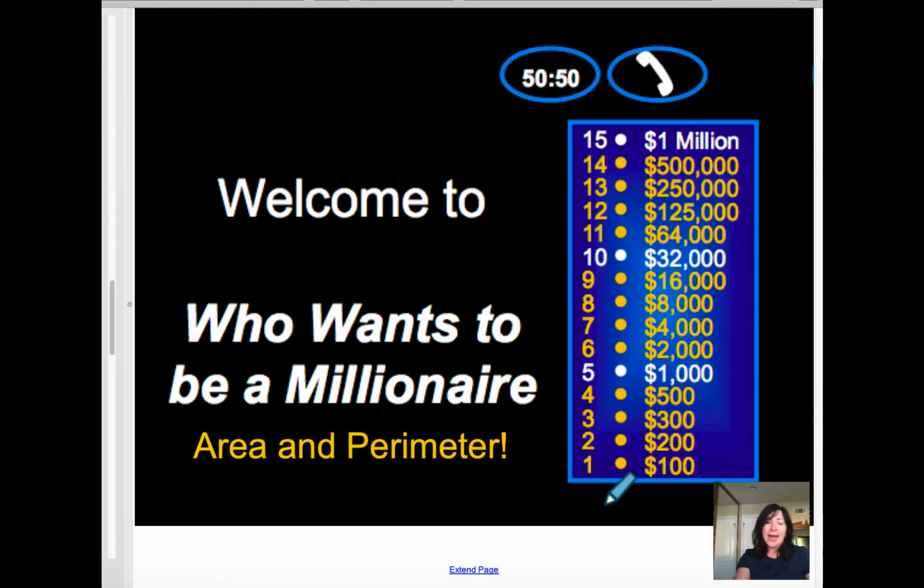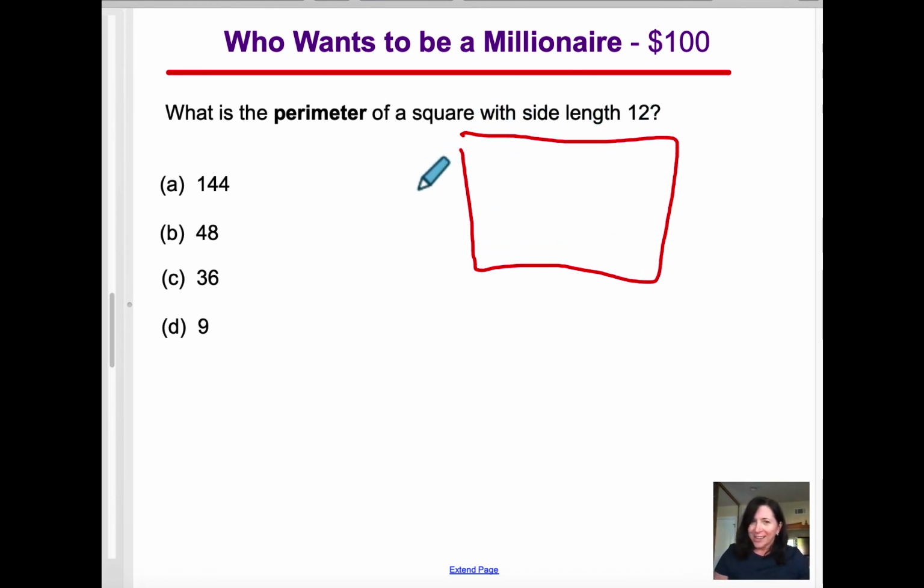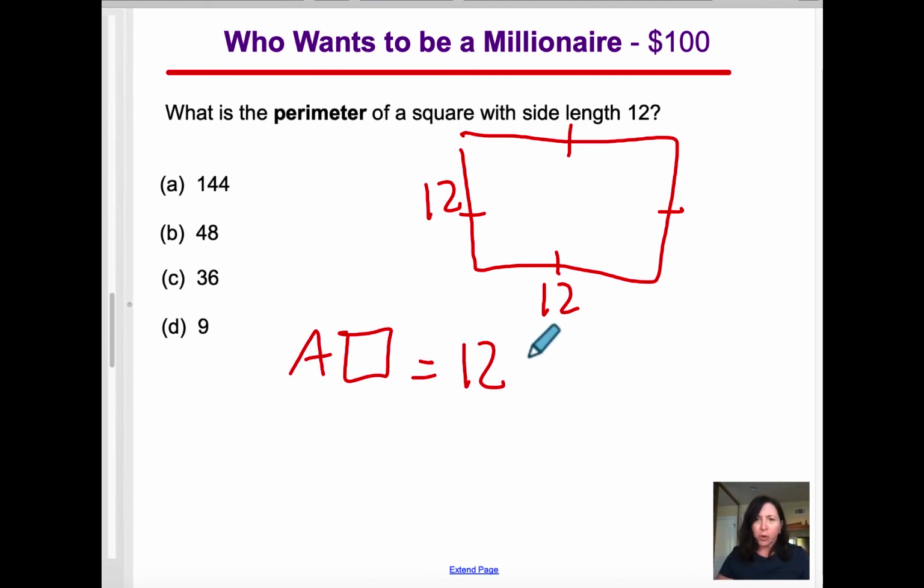So what we're going to do right now is we're going to play this little game called Who Wants to Be a Millionaire? And we're going to be looking for area and or perimeter for each of the problems. So the first question is asking us, what is the perimeter of a square that has a side length of 12? So if we have a square, let's say that's my square, one side is 12. That means if it's a square, all 4 sides are congruent. So that's 12. And so the area of a square is equal to 12 times 12, which is 144.